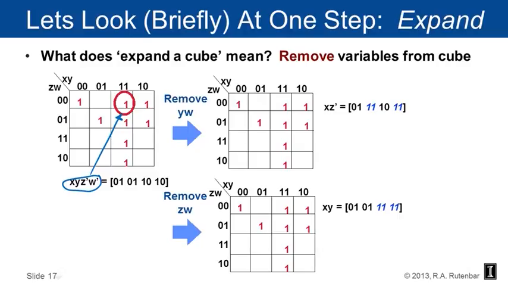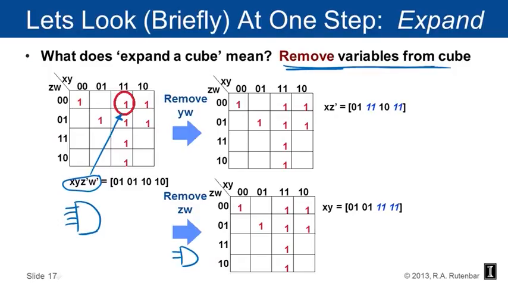If you were to expand a cube, what that means is that you remove variables from the cube. Instead of x, y, z bar, w, you'd like a product term that had fewer literals in it. Because you know what you're looking for? You're looking for a smaller AND gate, right? This thing is an AND gate with 4 inputs. Both of the examples that I'm showing in the middle of the slide are AND gates with 2 inputs. Removing variables from the cube removes inputs from the AND gates and makes you have less hardware.